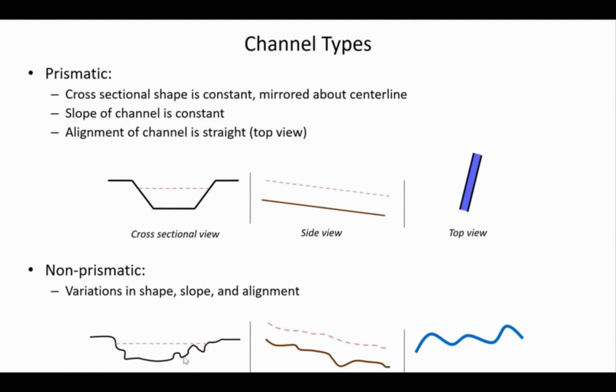It might be a bit of rock or some really cohesive clay where everything else was sand, or maybe a looser loam. Likewise, from the side view, in a non-prismatic natural channel, you'll see some parts of the stream may be really steep, others that are relatively flat, and then from the top view there's irregularities in a non-prismatic channel.